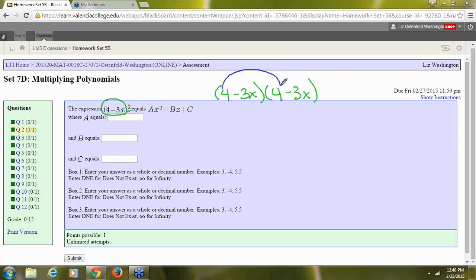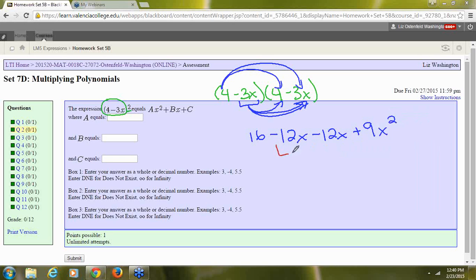So I'm going to take the 4 and multiply it by 4, so I get 16. I'm going to take that 4 again and make sure it gets multiplied by that negative 3x, which is going to be a negative 12x. Then I'm going to come back to negative 3x, and I'm going to also make sure it gets multiplied by both terms. So negative 3x times a positive 4 is negative 12x again, and negative 3x times negative 3x is a positive 9x squared.